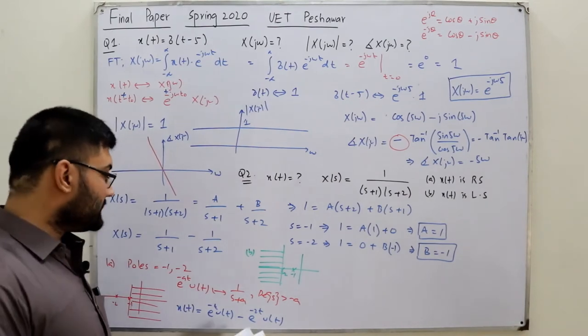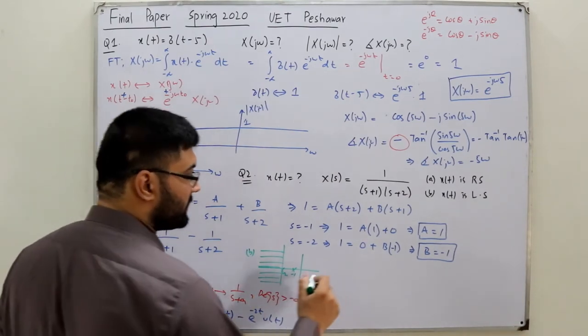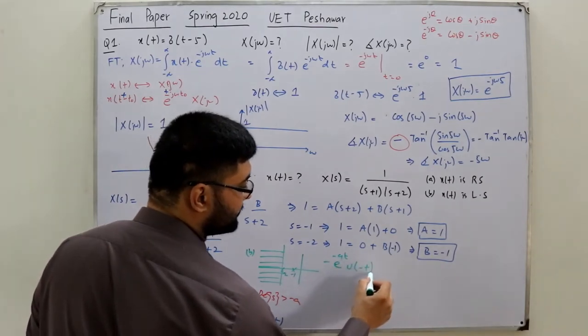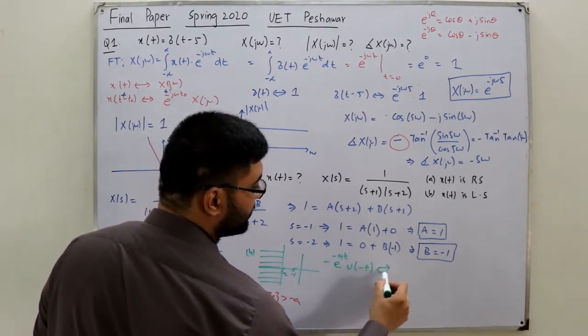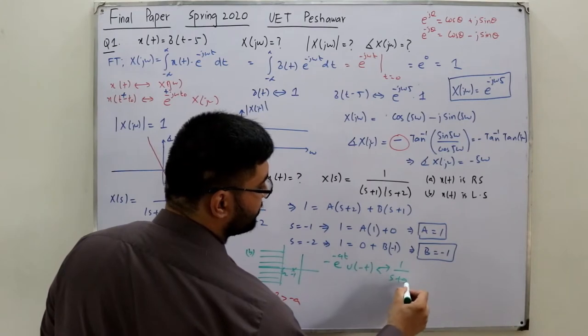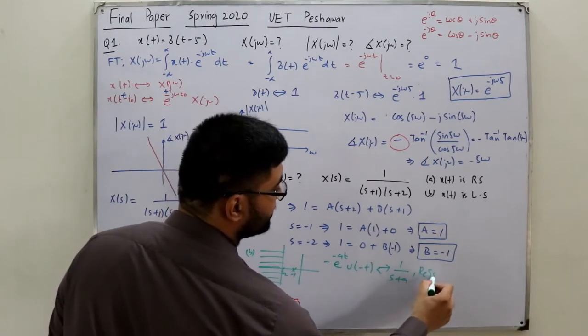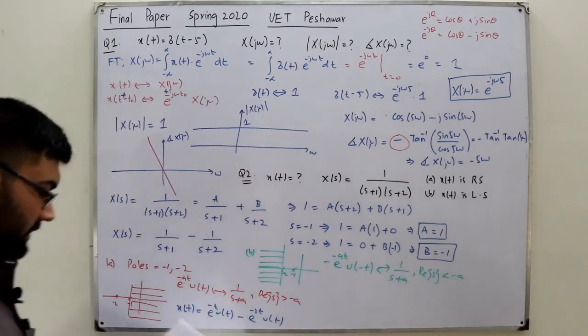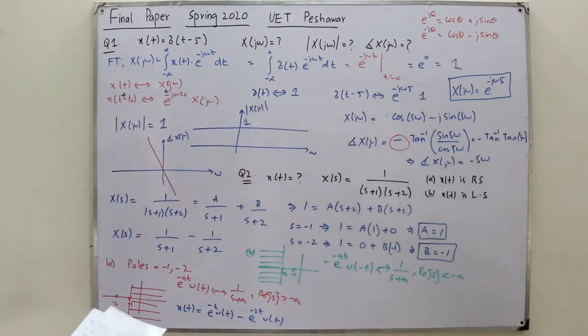Now if this is a left sided signal, you know the basic formula. You have e to the negative at u of negative t, which has the corresponding Laplace transform 1 over s plus a, with the condition that real of s is less than minus a. Isn't it like this? It is.